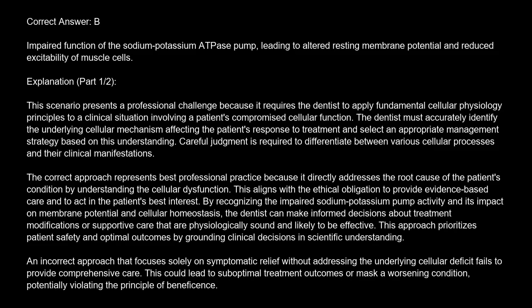The correct answer is B. Impaired function of the sodium-potassium ATPase pump, leading to altered resting membrane potential and reduced excitability of muscle cells. Explanation. This scenario presents a professional challenge because it requires the dentist to apply fundamental cellular physiology principles to a clinical situation involving a patient's compromised cellular function.